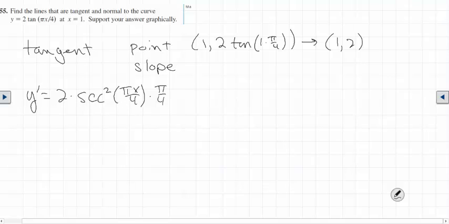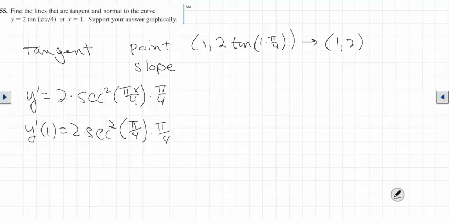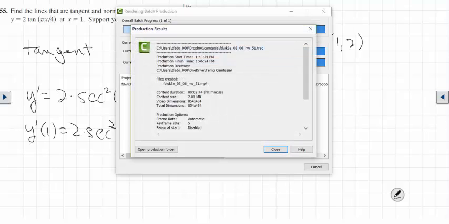Now, I don't need the expression for the derivative. What I need is the value of the derivative when x is equal to 1. So I need to find out what y prime at 1 is, which is 2 times the secant squared of pi over 4, times pi over 4. Let's see. I think if I remember correctly, secant of pi over 4 is, sorry, the square root of 2. Square root of 2 squared.